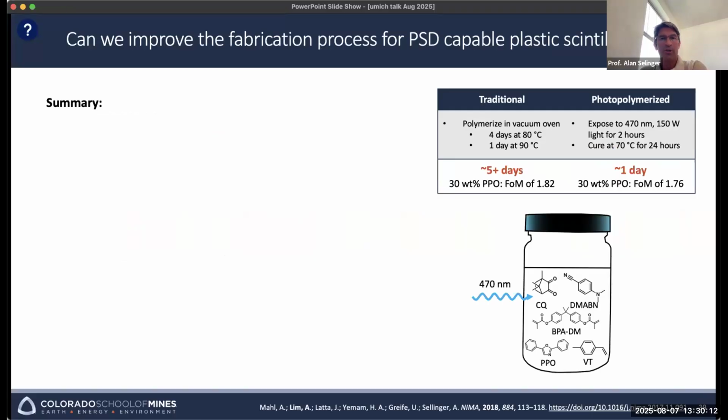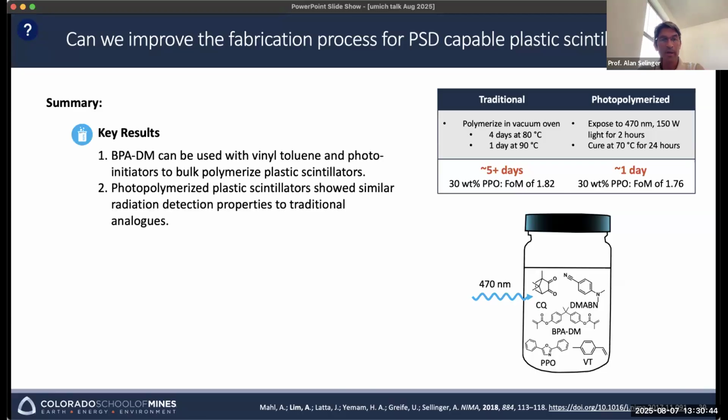So again, this project worked really well. I didn't mention before, but these references at the bottom of the slides are the papers that we published based on these projects that I'm describing. So now we've made these reactive dopants that can tackle the stability and mechanical property issue. We've used the photopolymerization process to tackle the time issue.